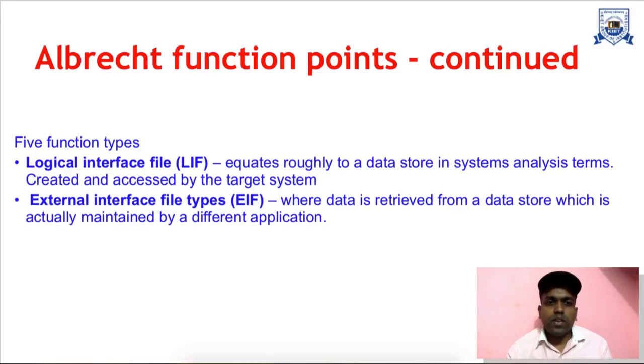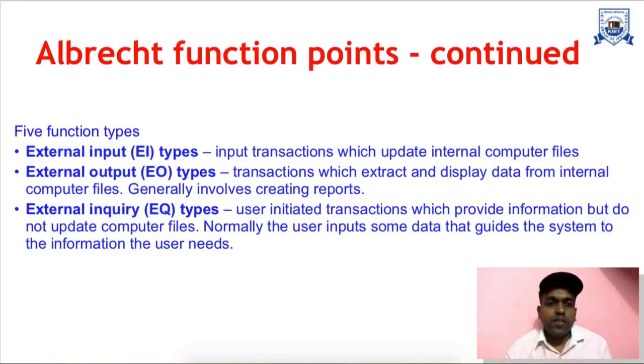Second one is external interface file. In this case, there are various applications from which you are getting the data, where data is retrieved from a data store which is actually maintained by a different application. Suppose there is a common data store or database, and various applications are retrieving the data. That file will be known as the external interface file type.